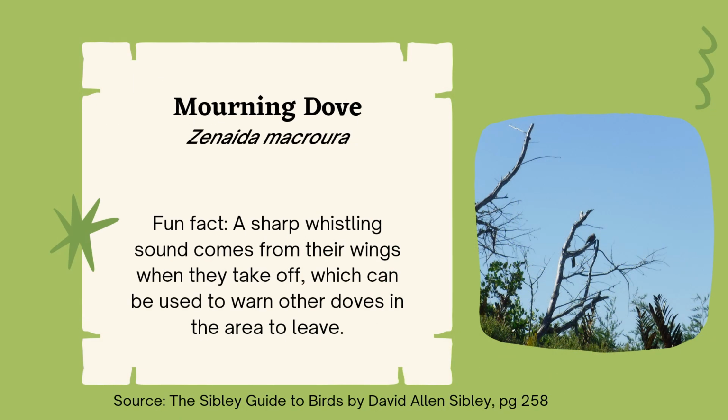Here we have our mourning dove or Zenaida macroura. And so it has a light brown color with black spots on the wings, and it makes a noise that many people mistake for an owl, but they actually have a sharp whistling sound that comes from their wings whenever they take off, and that can be used to warn other doves in the area to also leave.